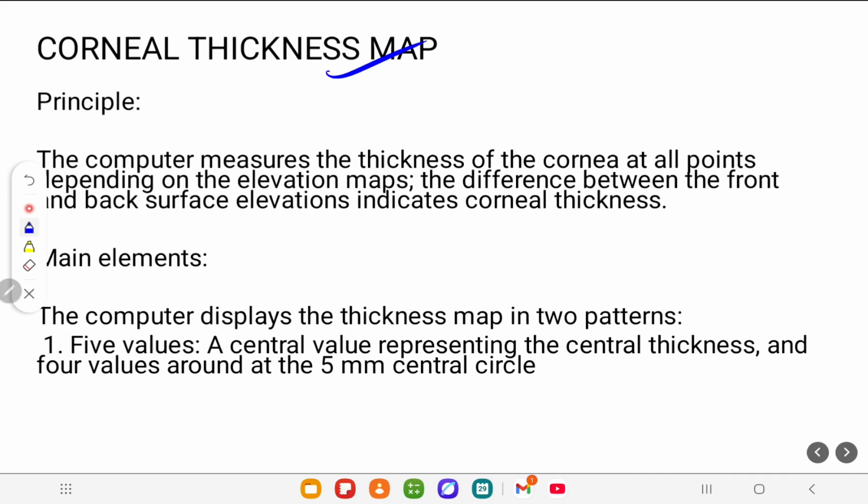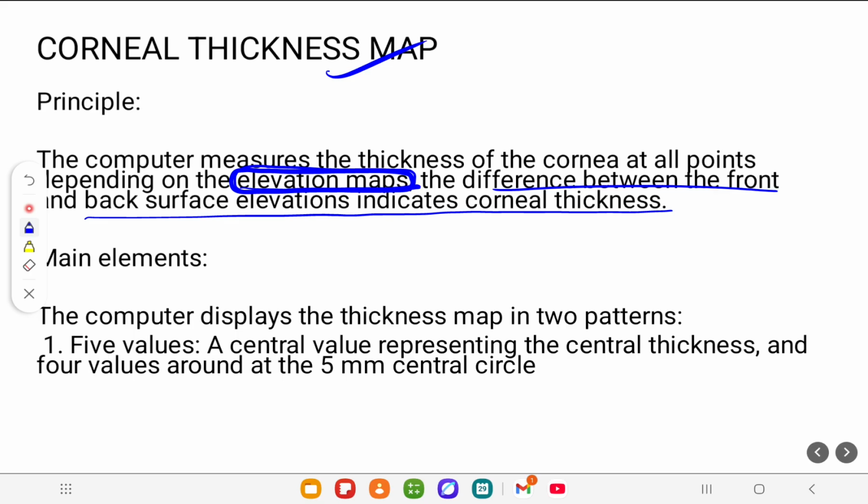Corneal thickness map. What is the principle? The computer measures the thickness of the cornea at all points depending on the elevation map. That's very important. As a student, you have to understand things quickly. Corneal thickness given by any Placido based topography is not OCT based. It's based on the elevation map. The difference between the front and back surface elevation indicates the corneal thickness. So if the elevation map gets wrong information, then the thickness map will definitely get wrong information.